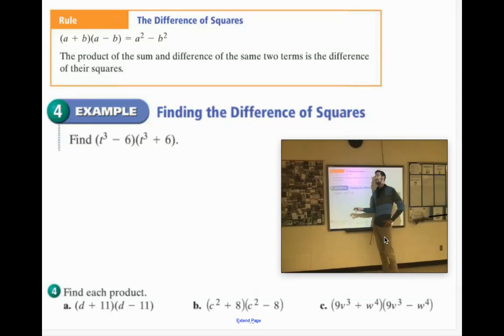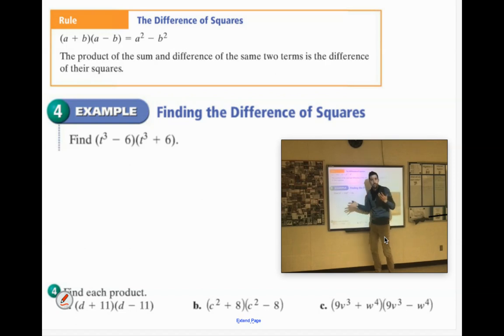Again, let's FOIL this out, and then we'll talk about the rule. If you look at what we have in parentheses here, t to the third minus 6 times t to the third plus 6. They're almost identical. The only difference is one has a plus, one has a minus. This is called the difference of squares. Same thing, one with a plus, one with a minus.